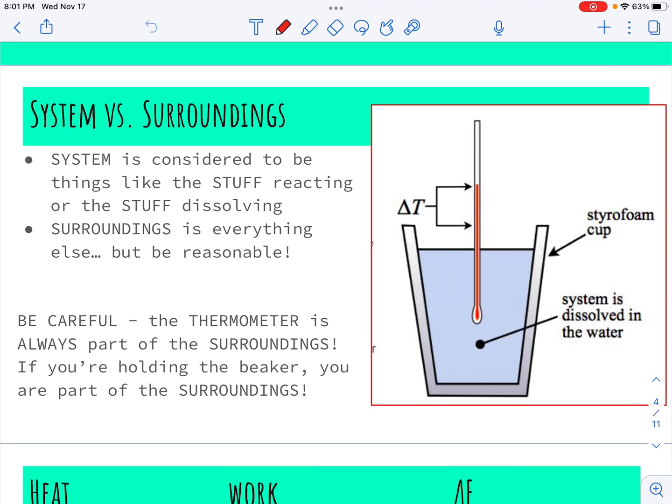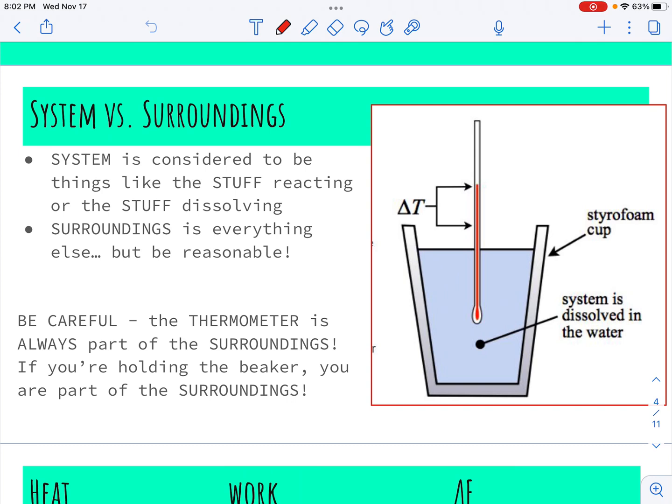So you learned in what you read that we could be really obnoxious about this and say that if the system is the ice melting, that technically the cup that it's in and the table that the cup's on and the air that's around it and all of those things are the surroundings. But we definitely want to make sure that we are talking about the relevant surroundings as we do this.